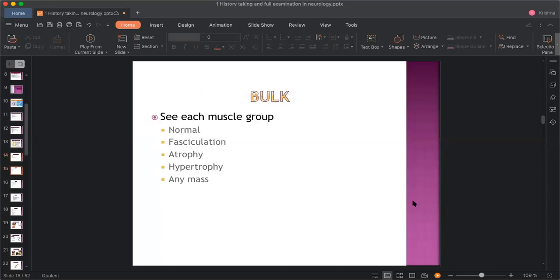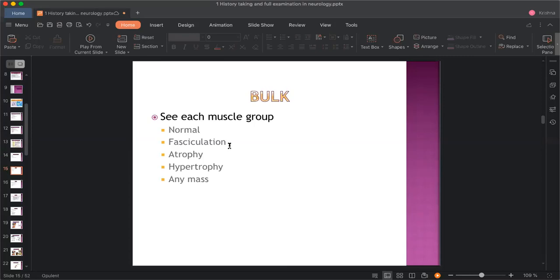Now bulk, already talked about. See each muscle group, whether they are normal or not, whether they are atrophied or not, whether they are hypertrophied or not, whether there is any mass present inside the muscle or not. During examination it is quite obvious, but in case of neurology, atrophy and hypertrophy are the two things which we like to judge, especially atrophy.